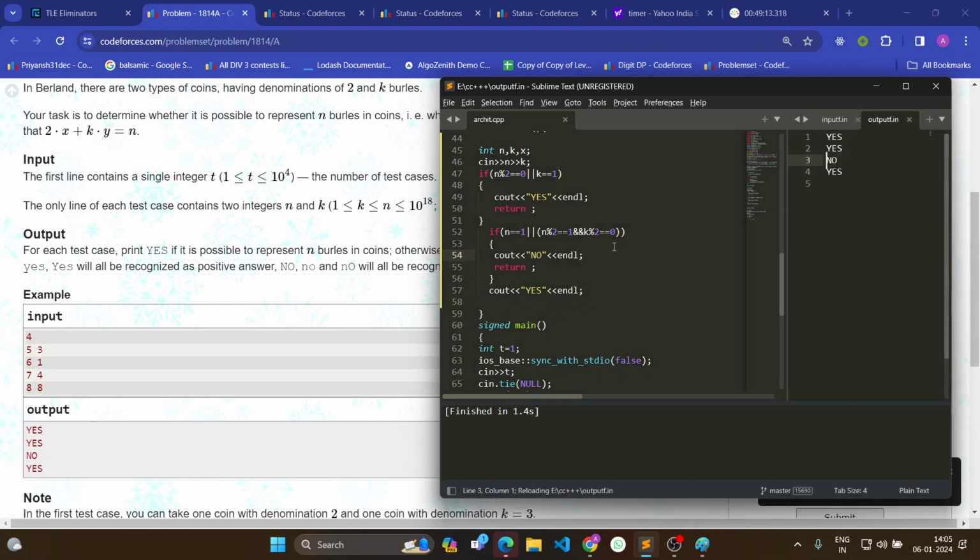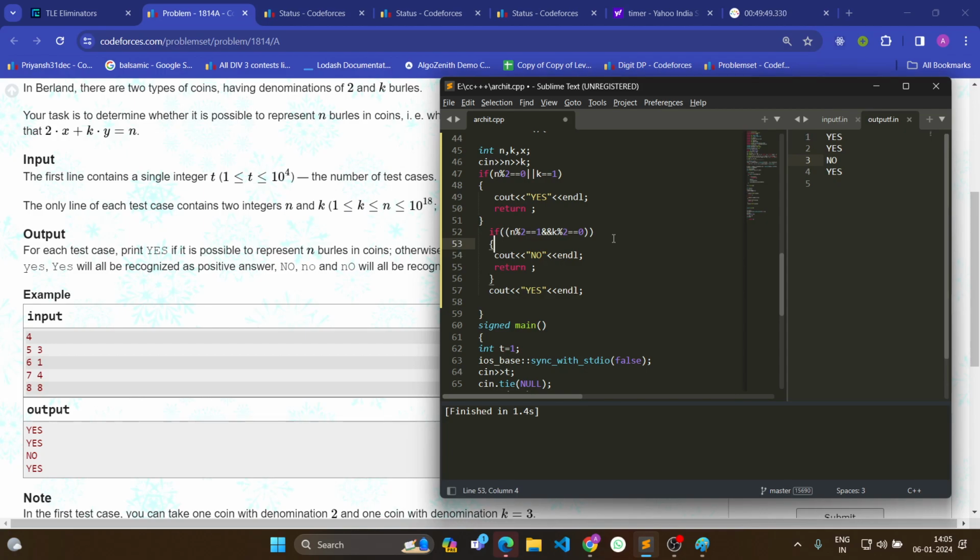Yes, yes, no, yes. So the thing is, if n is even, the answer is always yes. So that removes one case. Or if k is 1, the answer is always yes because I can make y by k equal to n. Otherwise, if n is 1, the answer is always no. Because if n is 1 and k is not equal to 1, it is given. So again, this is not needed because k is always less than or equal to n. If n is 1, then k is also 1.